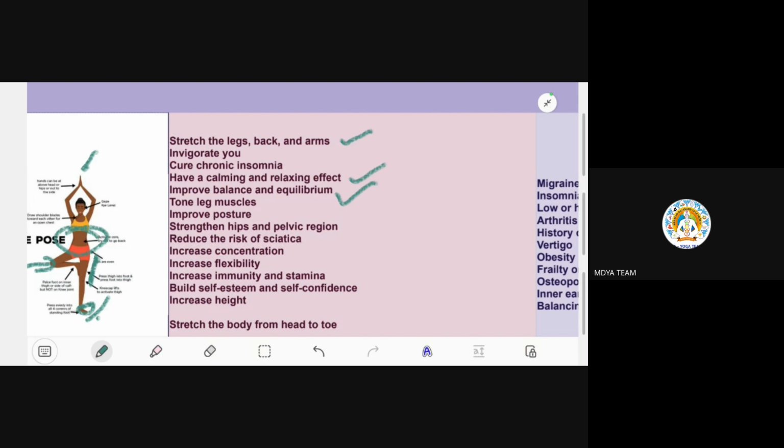This is not just a trick. This is your body's requirement. This is how you maintain equilibrium and balance. It tones the leg muscles and improves posture. Those having a very bad posture problem, or those who have long hours of sitting, they shall do this. Strengthening the hip and pelvic area reduces the risk of sciatica.